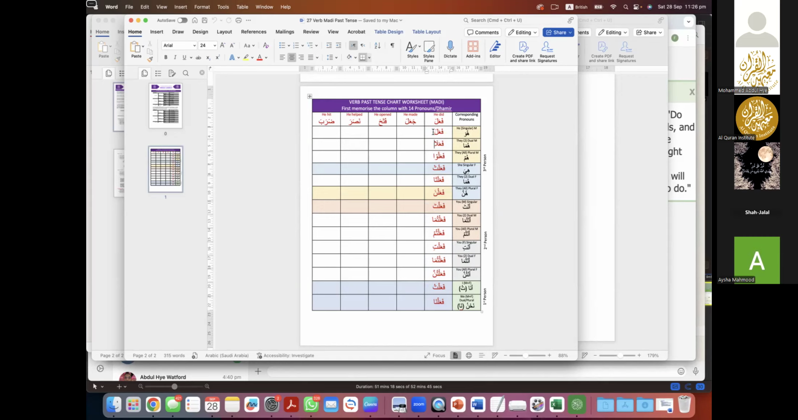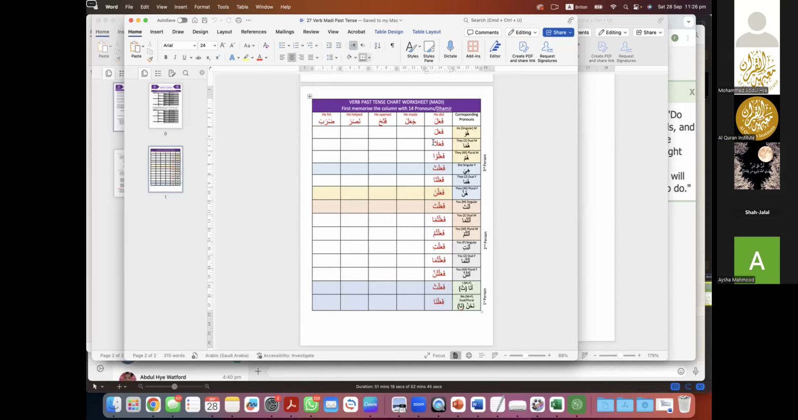Fa'ala, fa'alat, fa'alu, fa'alata, fa'alna, fa'alta, fa'altuma, fa'altum, fa'alti, fa'altuma, fa'altunna, fa'altu, fa'alna. You will start slow. You will write it down 5 times, 10 times, and you will memorize it. You say it loudly, loudly, loudly. So you know all this.